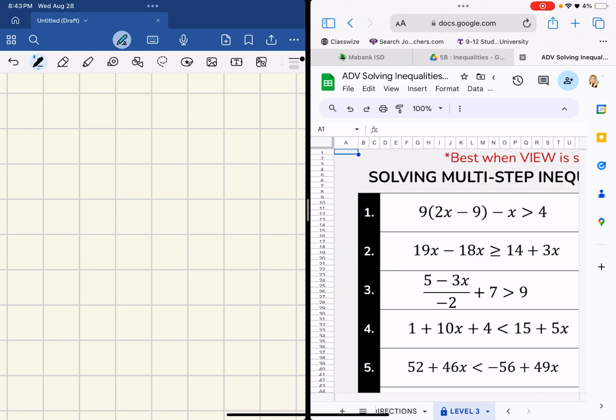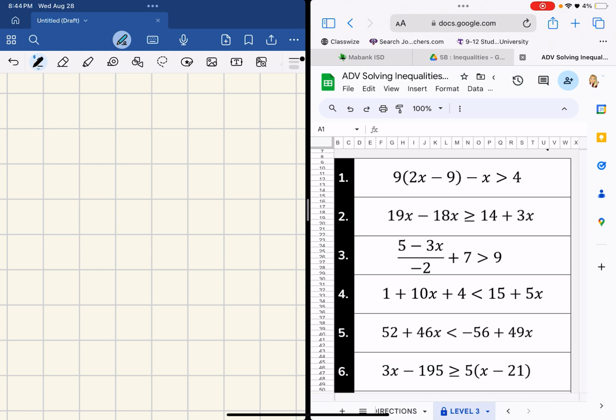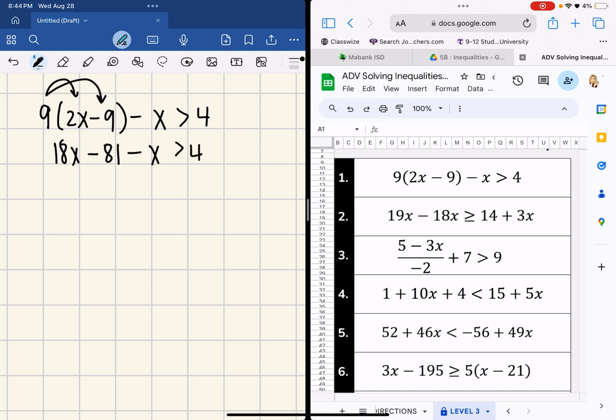I'm going to do a couple problems with you just so we're getting on the roll. I'll do number 1 and 3 for you. Number 1, we have 9 times (2x minus 9) minus x is greater than 4. Remember, your first step is to always distribute. So 9 times 2x is 18x. 9 times negative 9 is negative 81. Bring down what you don't use.